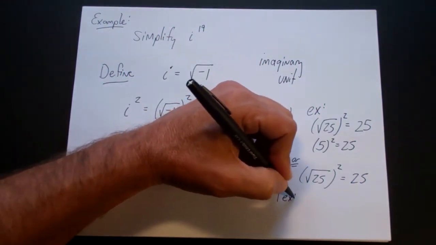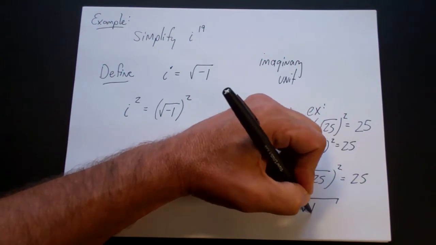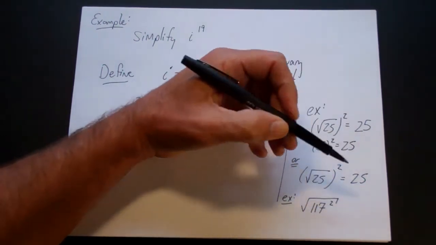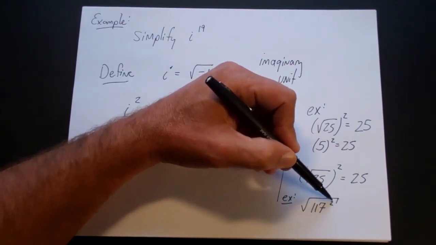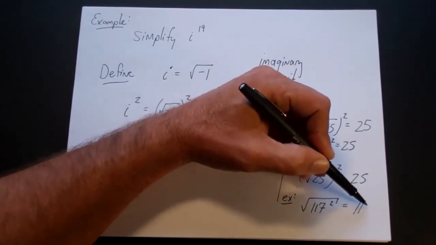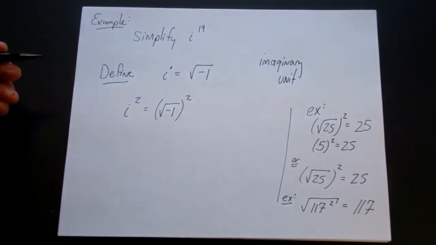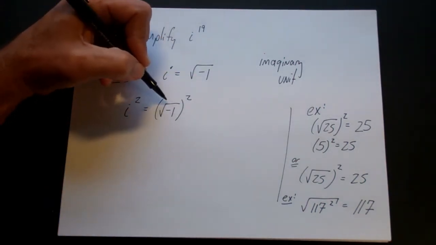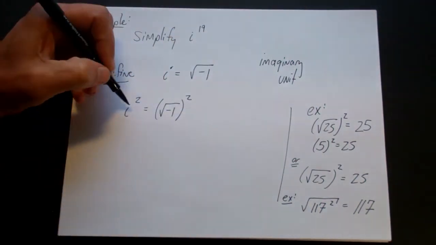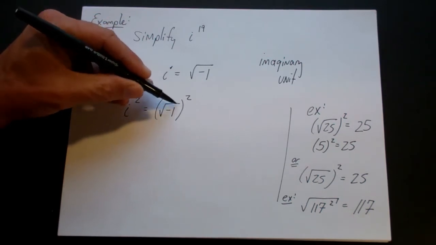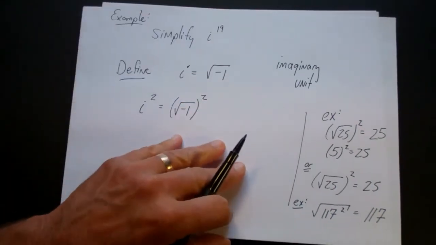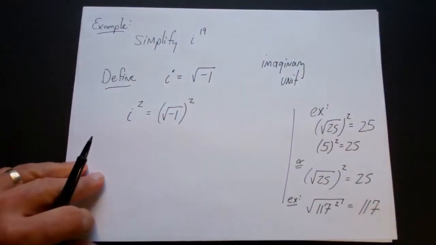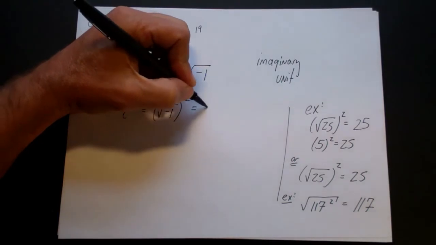Another example: let's say you have the square root of 117 squared. Now, 117 squared I can't do in my head. But I know that square and square root are inverse operations, so they cancel out, and this will simply equal 117. So let's go back to our original problem. We have I squared is equal to the square root of negative 1 squared. If the square root and the square are inverse operations, then they cancel each other out, and you get negative 1.